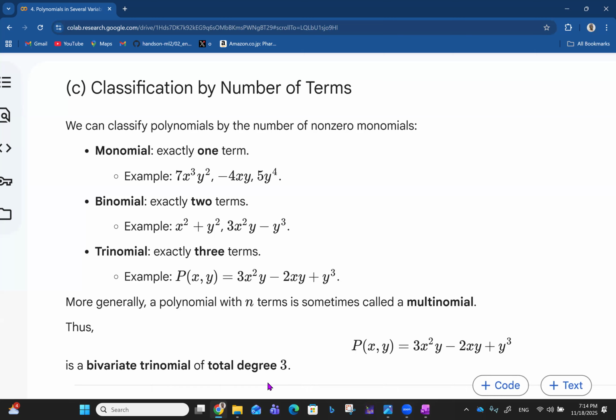Of total degree 3. So we are combining three things here. The number of variables, x and y, that's bivariate. How many terms? Three terms, that makes it a trinomial. What's the highest total degree? This term is 3, this is 2, this is 3. So the highest is 3, so the degree is 3. So this now is a bivariate trinomial of total degree 3.